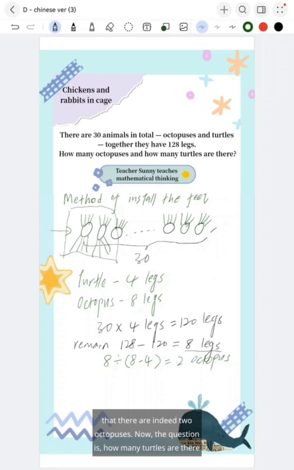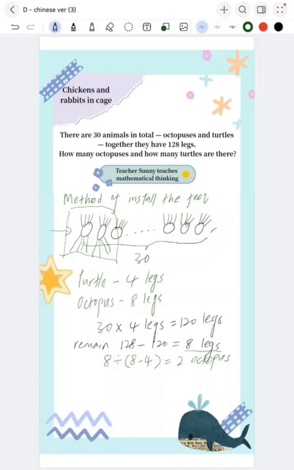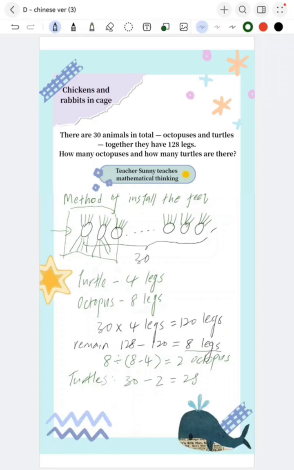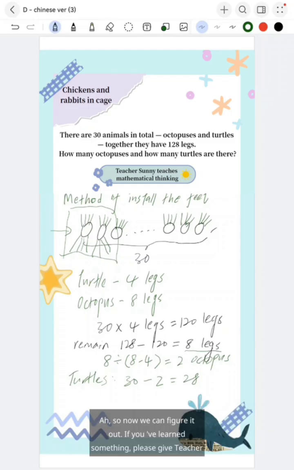Now the question is, how many turtles are there in total? It's not hard to figure out the number of turtles. There are 30 animals in total. Subtract the 2 octopuses, and that leaves 28 turtles. So now we can figure it out.